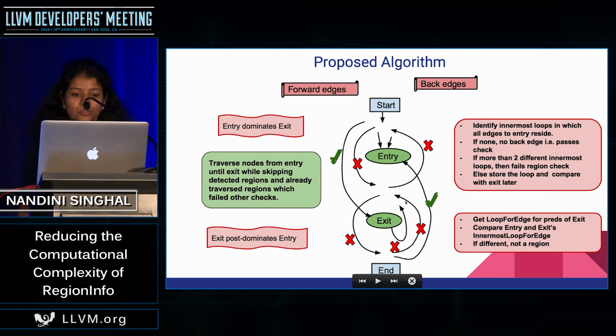You have a subgraph, an entry and an exit. You pass the entry and exit to the isRegion function, and you identify whether it's a region or not by having these checks. The red marks indicate that these edges are not allowed in a refined region. You can see that if there is an edge coming from above the region into the region, then it's not allowed because it's not going to be a refined region. We handle this by using the dominance information, the one given over here: entry dominates exit.